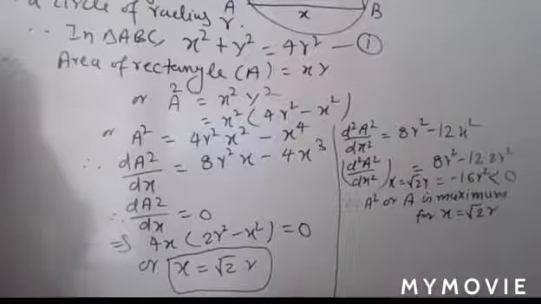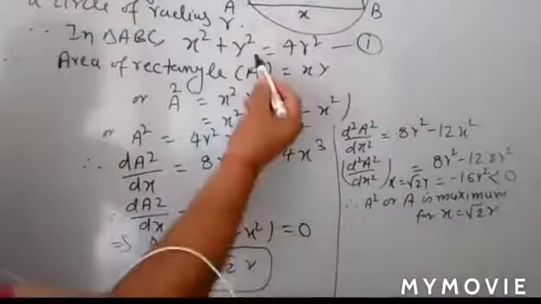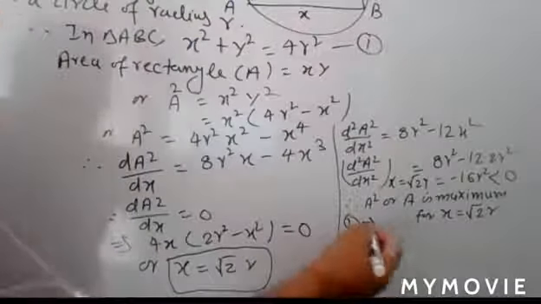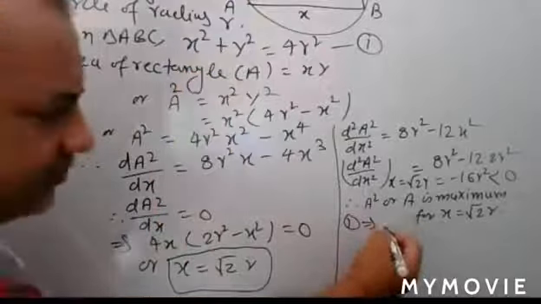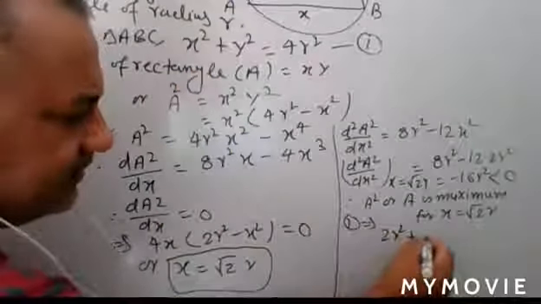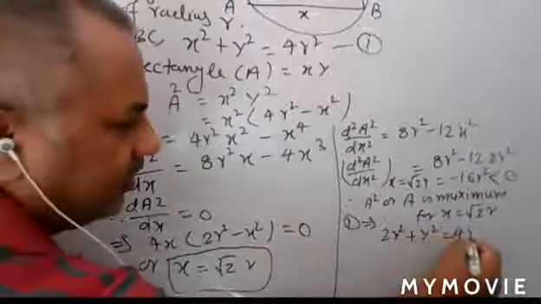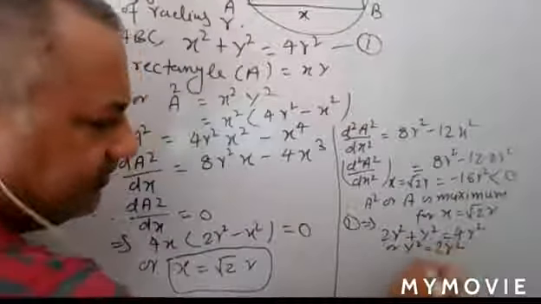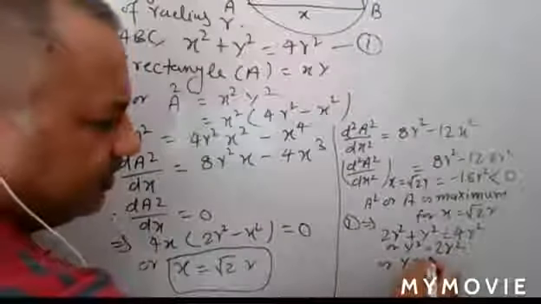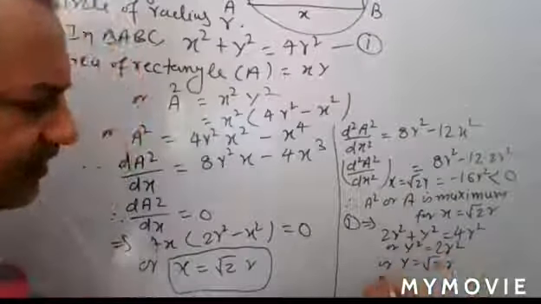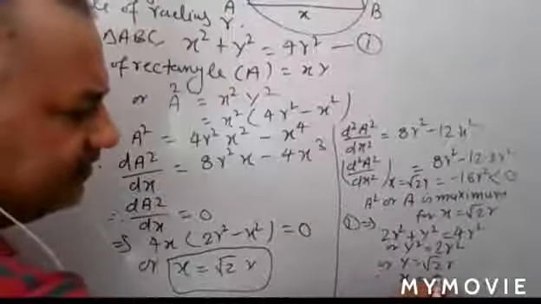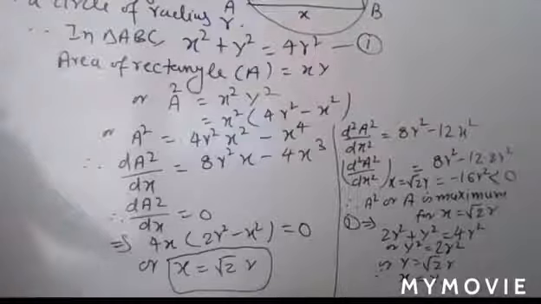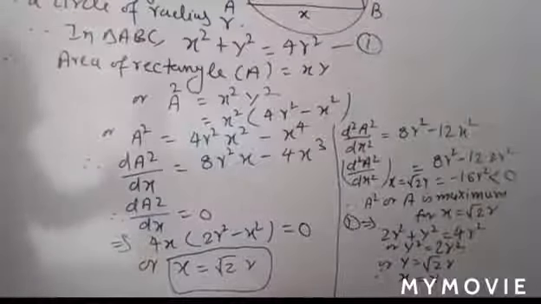So here you prove that for that value of x, the area of the rectangle becomes maximum. Now putting that value in equation 1, let us find the value of y also. So 1 implies 2r square plus y square is equal to 4r square, or y square is equal to 2r square, or y is equal to root 2r. So you see that the values of x and y are both equal. So your rectangle becomes a square, and this proves the result.